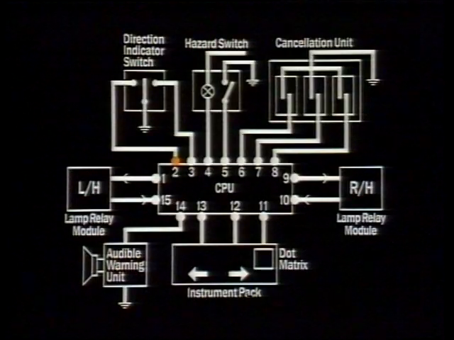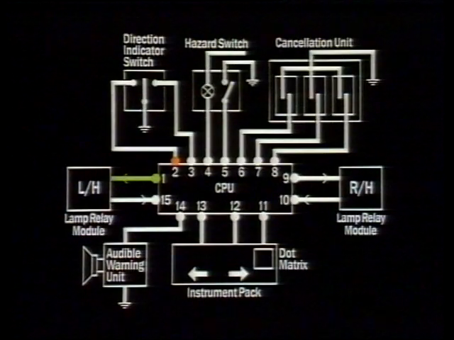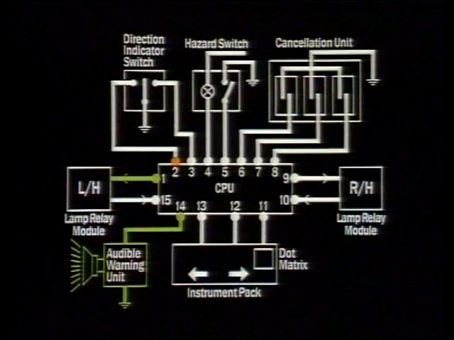When the CPU detects a signal at pin 2, it's programmed to output 3 signals. One to the left-hand lamp relay module, activating the left side indicators, a second output to pin 14, activating the audible warning unit. Which other pin will receive an output from the CPU?